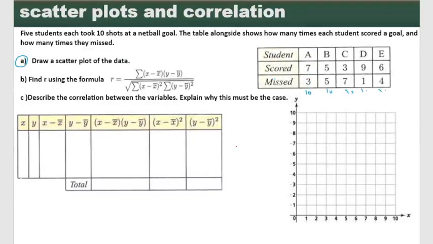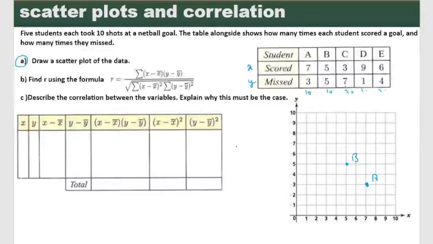For A, the data point or coordinate would be 7 and 3, if I take scored as the x-axis, the independent variable, and missed as the y-axis, the dependent variable. So 7 and 3 is for student A. I write A here. B is 5 and 5, 5 and 5 for B.